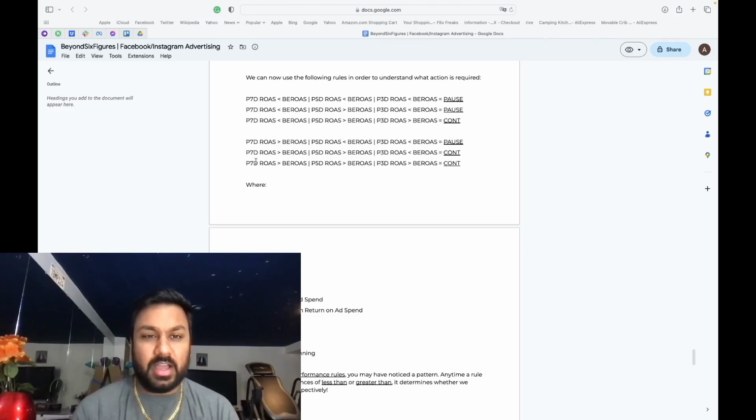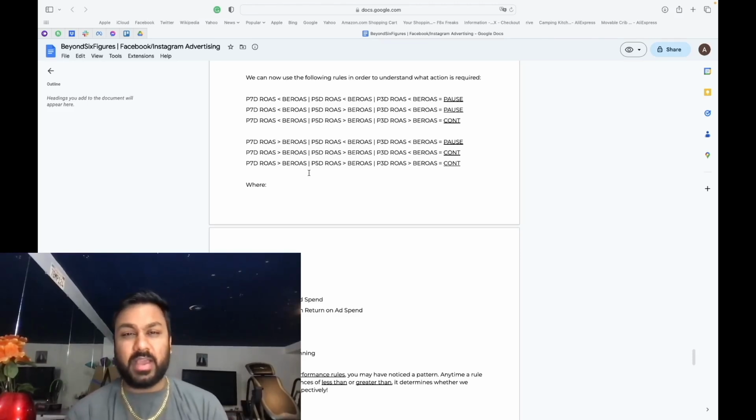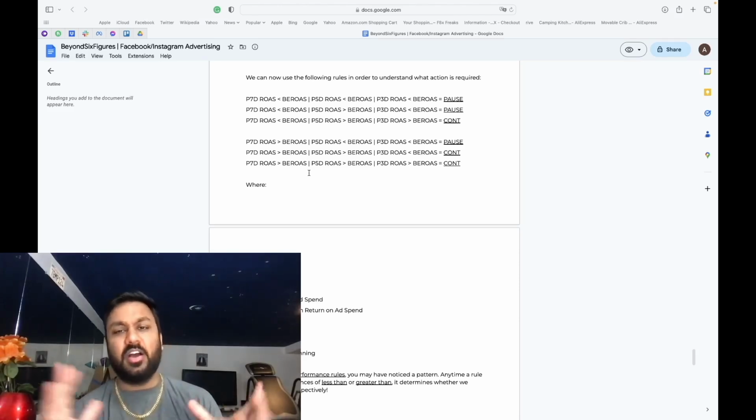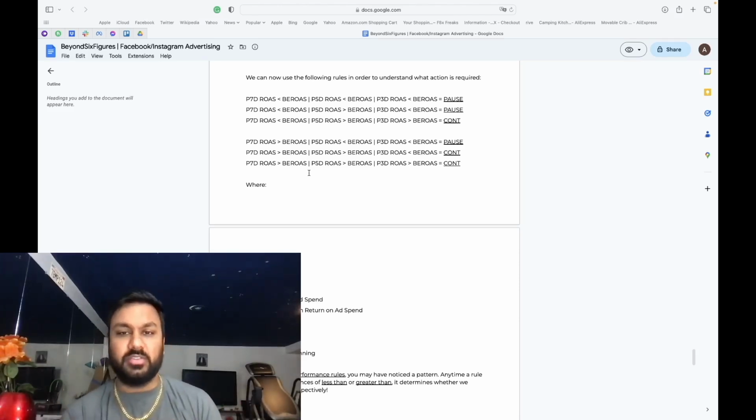Same thing here. Past 7 days is greater, and past 5 days is greater, but maybe past 3 days didn't look as good. Okay, we'll give it a try. Go ahead and continue that, right? Past 7 days is greater, past 5 days is greater, and past 3 days is greater. Obviously, we want to go ahead and make sure we continue that, right?